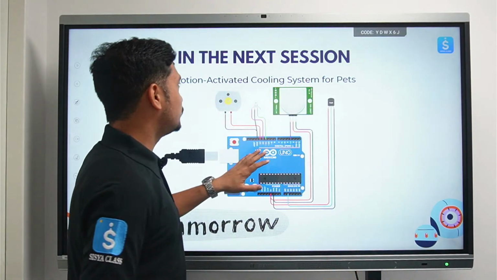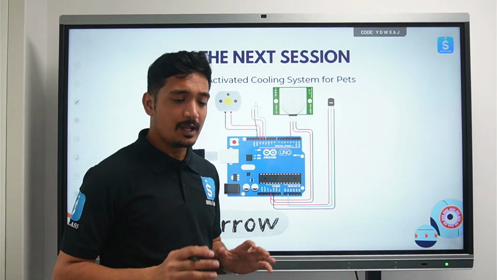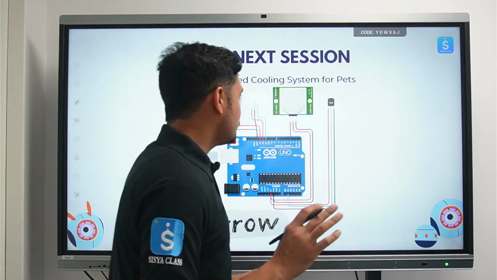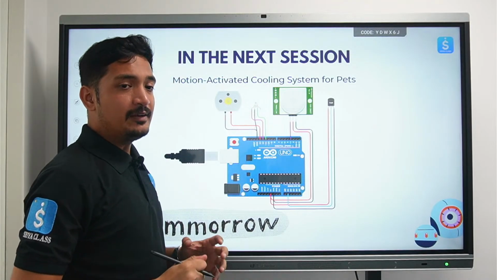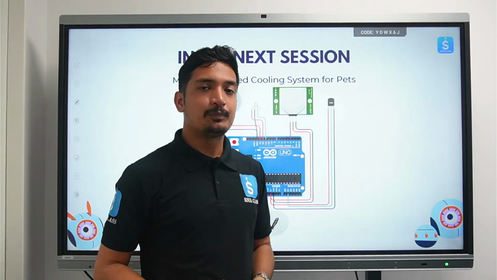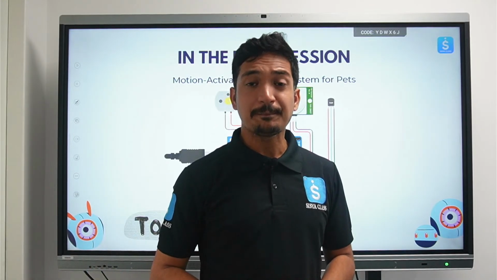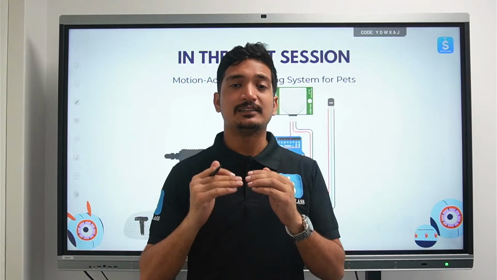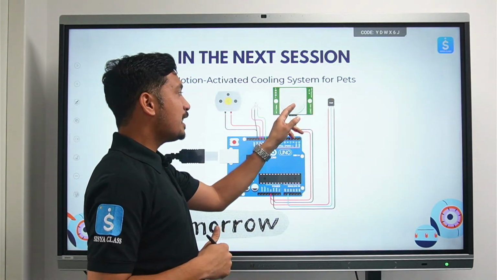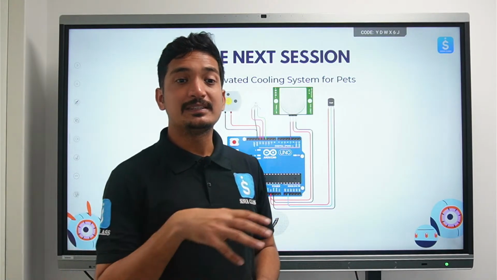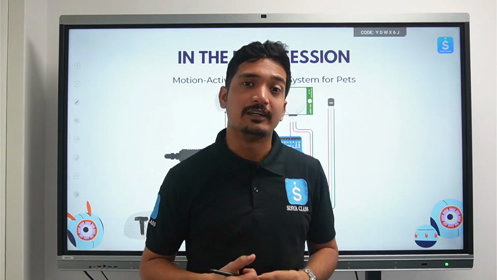Okay, in this project, we will call this project a motion activated cooling system for pets. What will this project do? First of all, we will have a temperature sensor that will keep on sensing the temperature, and the Arduino will be programmed in a way that it will check if the temperature is suitable for our pet or not. Let's assume that the temperature has risen to a level that is very dangerous for our pet. Then this PIR sensor will get activated, and it will see if the pet is nearby by sensing the infrared radiation coming from that pet.